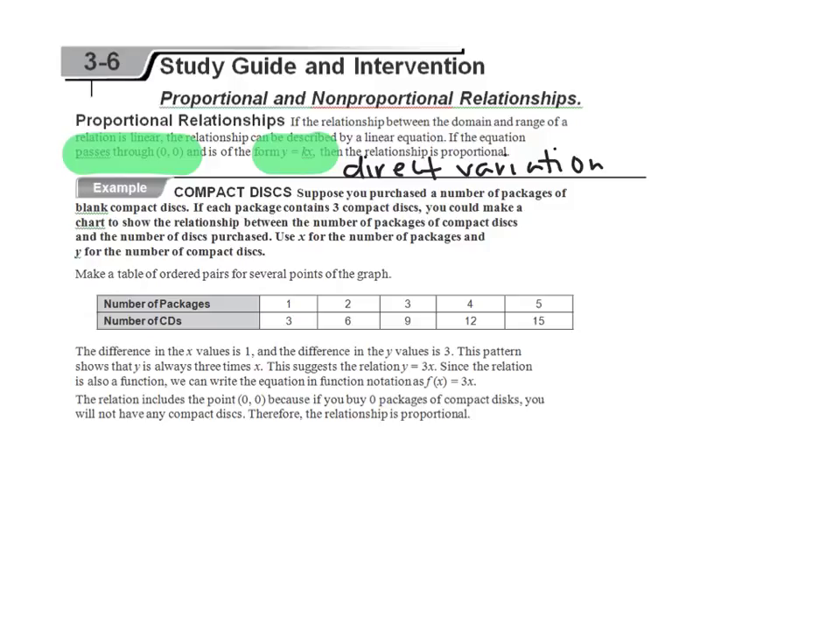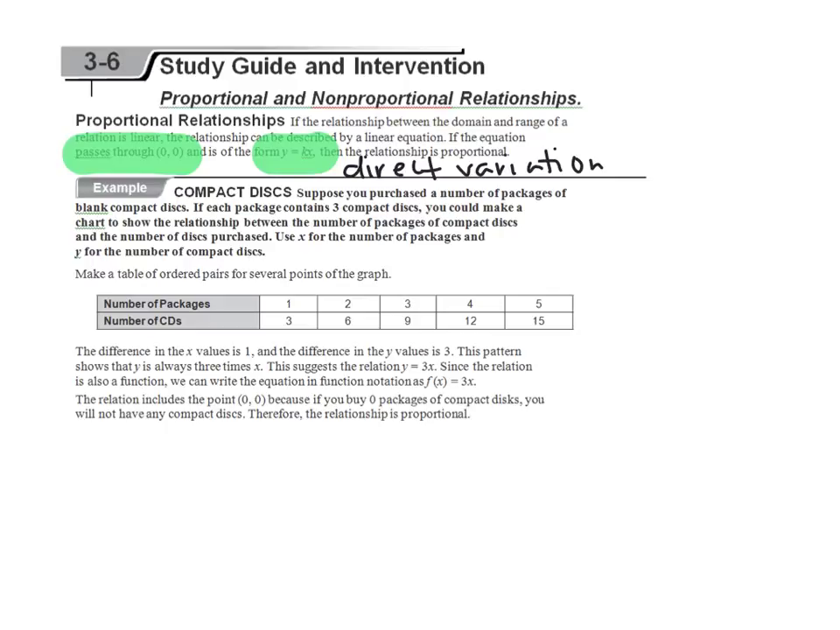Suppose you purchased a number of packages of blank compact discs. If each package contains 3 compact discs, you would make a chart to show the relationship between the number of packages of compact discs and the number of discs purchased. Use X for the number of packages and Y for the number of compact discs. So here's the table that shows if you order 1 package, you receive 3 CDs. 2 packages, you receive 6 CDs, so on and so forth.